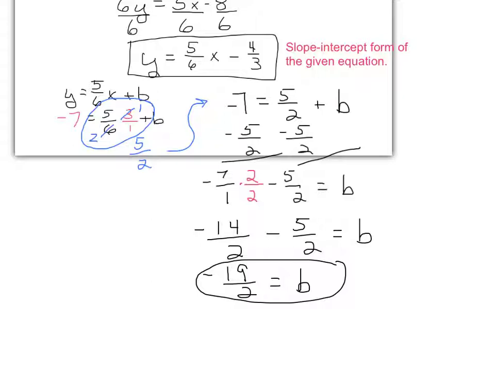Now we can plug b into this equation here. This is our parallel line, and we've been searching for b. And when we plug it in, that will be our solution. So our final solution is y equals 5/6 x minus 19 halves.